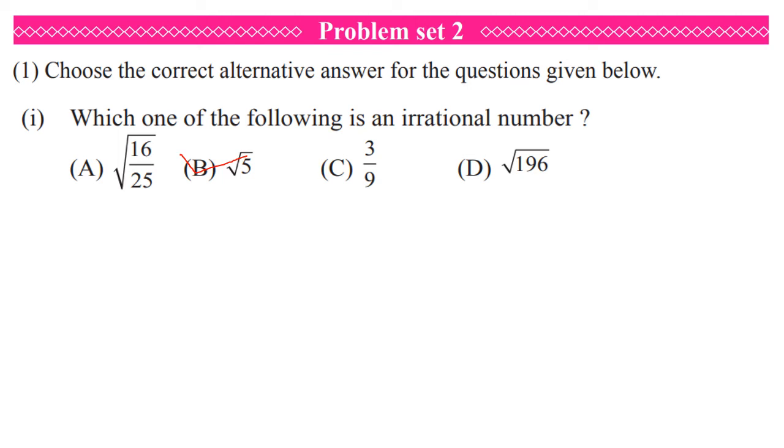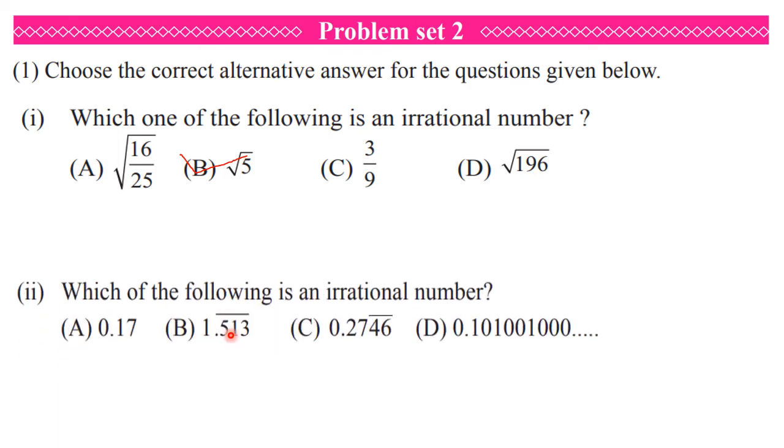If you want, you can check now further. See, what you have next is this 3 upon 9. It's a rational number. And similarly check for D. Square root of 196. 196 again is a perfect square. It's a square of 14. So square root of 196 we can write as 14. So here A, C and D, they all are rational numbers. So the correct option is, the correct alternative is option B. Okay, so tick mark it.